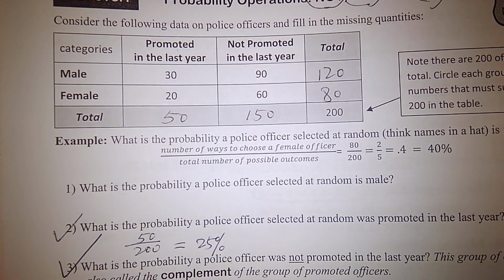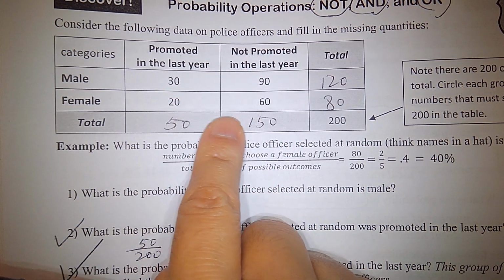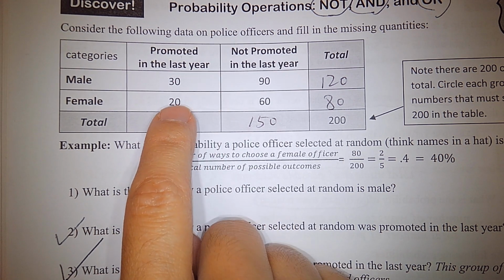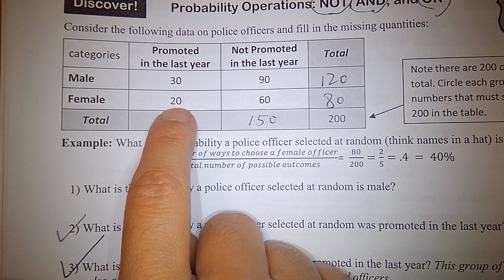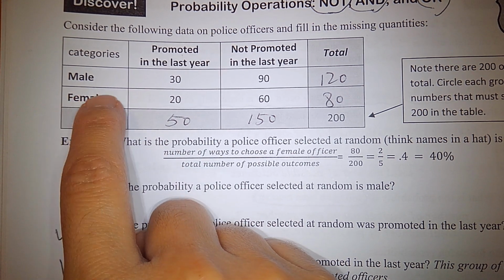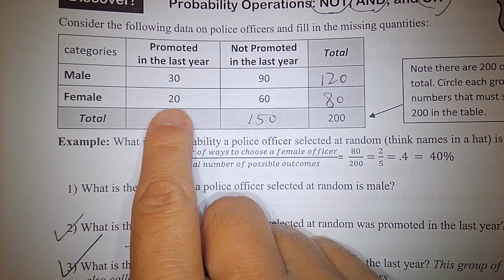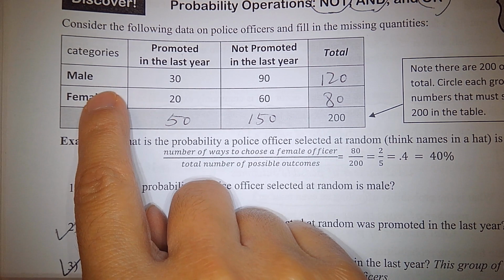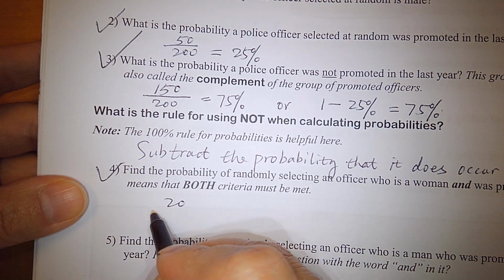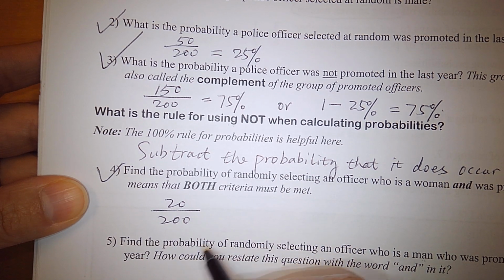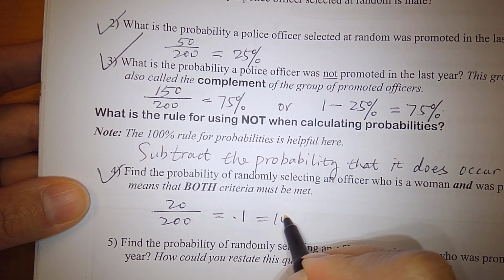Probability that an officer is a woman and was promoted. Both criteria must be met. Which number from this table satisfies both woman and promoted? Do you see 20 here? Because this number is in the intersection of this criteria and this criteria, right? So 20 are both women and promoted. So 20 divided by 200, the total number of police officers, gives us 0.1, right? So 0.1 is 10%.